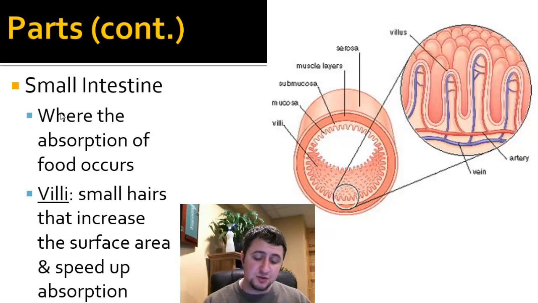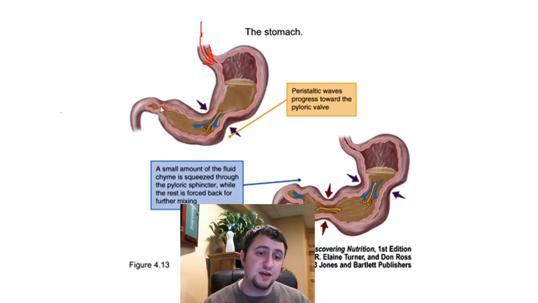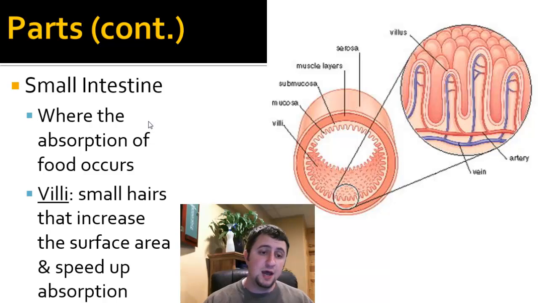Now, moving from the stomach is the first part of the small intestine called the duodenum. The small intestine is primarily where most of the absorption occurs. You can absorb a little bit of the nutrients out of your mouth, and some nutrients can cross over the stomach into the blood. But pretty much most of the absorption occurs in the small intestine. The small intestine is lined with these little things called villi, which are like small little finger-like projections that increase surface area and speed up absorption.